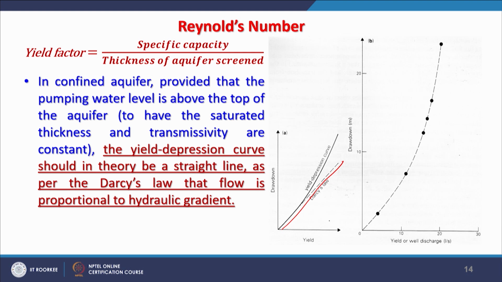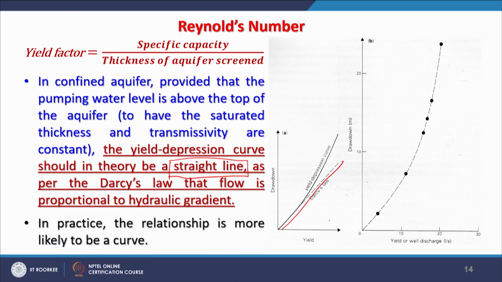So, we should always maintain this yield drawdown curve so that the line is straight. In practice the relationship is more likely to be a curve, and that might be a problem, because many times it is not very easy to maintain a straight line. So, here we end this discussion about Reynolds numbers. Thank you very much.